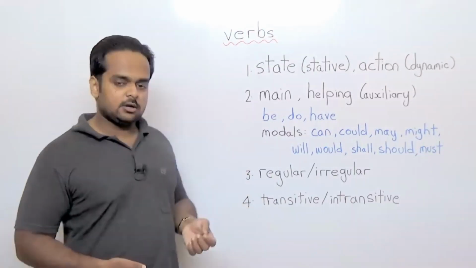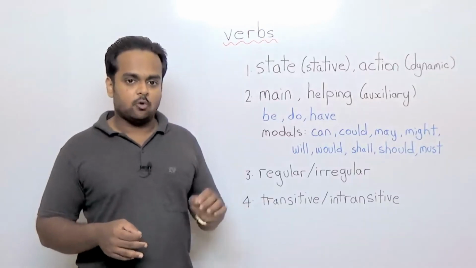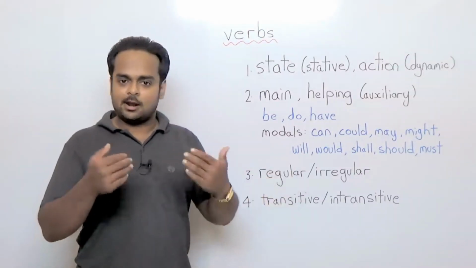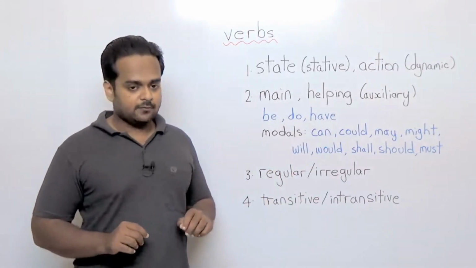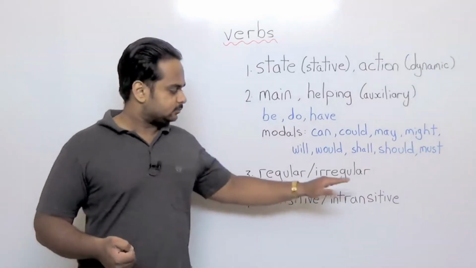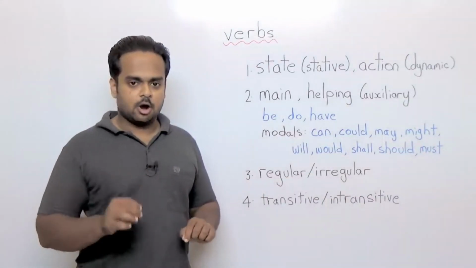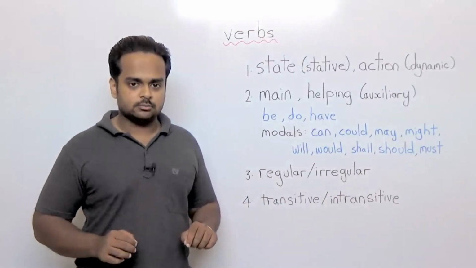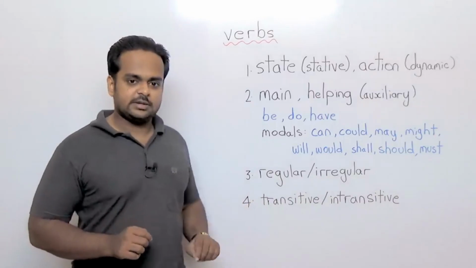Then we turned to regular and irregular verbs. The past and past participle forms of irregular verbs cannot be guessed, so you have to learn them through experience. And finally, we spoke about transitive verbs which take an object and intransitive verbs which do not take an object. Do you remember the common mistake that I shared with you? The common mistake is leaving out objects with transitive verbs.